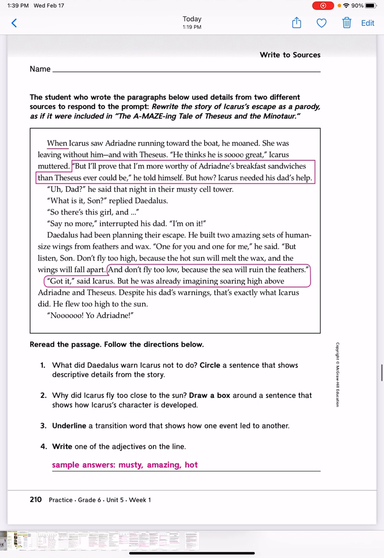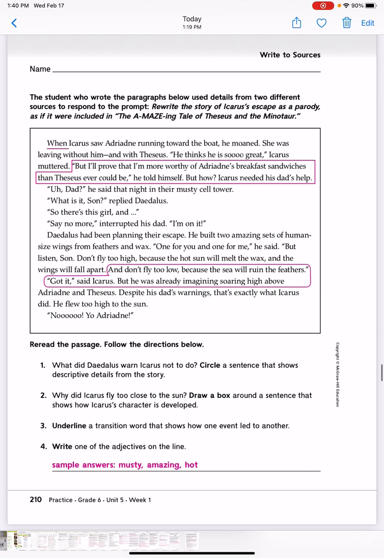What did Daedalus warn Icarus not to do? And you see circle it. Don't fly too low because the sea will ruin the feathers. That's one thing not to do. Why did Icarus fly too close to the sun? Draw a box, but I'll prove that I'm more worthy. So he told himself he needed to fly higher to prove himself.